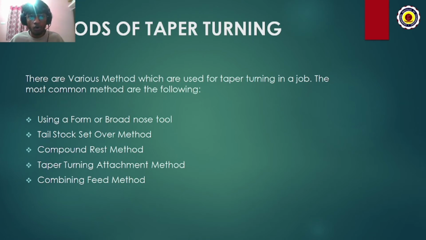So let's know what are the methods used for taper turning. There are various methods used to do a taper turning on the job, and the most common methods are the following. First one is using a form or a broad nose tool, tailstock set over method, compound rest method, taper turning attachment method, and combining feed method.